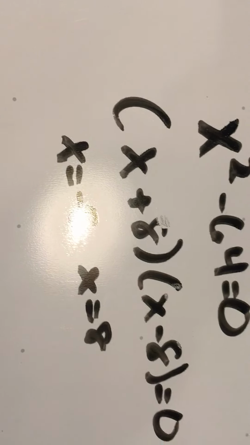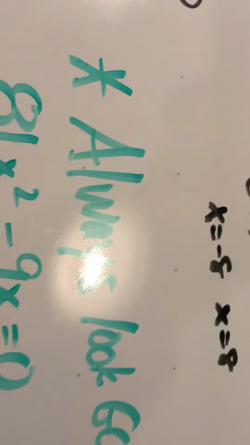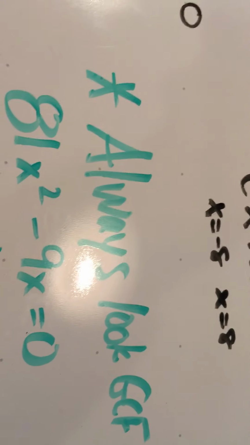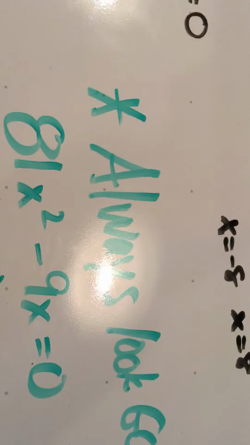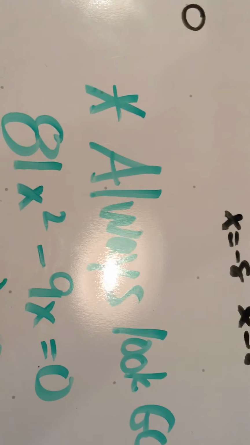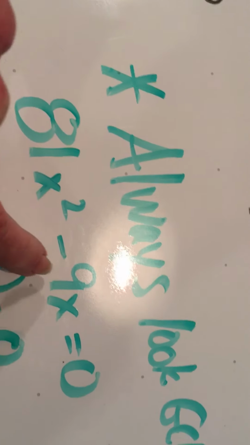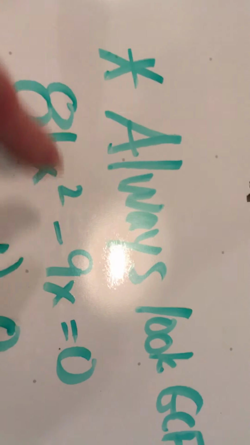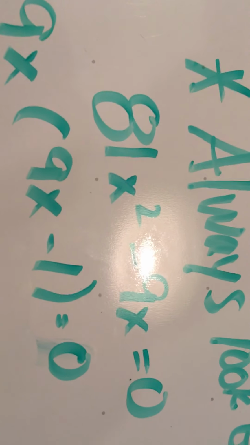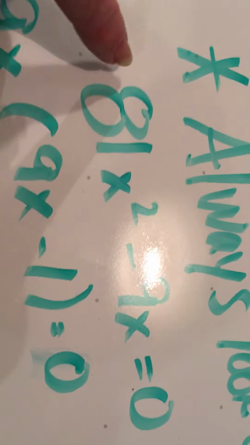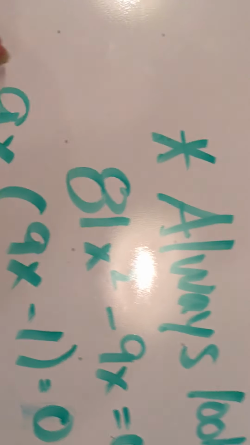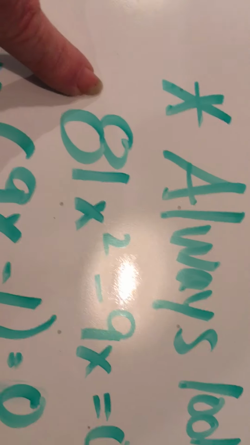Remember I said always look for GCFs. It will make ugly problems sometimes a lot easier. If you have a problem 81x squared minus 9x, you might say, oh, difference of perfect squares, 81 is a perfect square, but 9x, is that a perfect square? Let's check. We can factor out the greatest common factor of 9x. 9x times what gives me 81x squared?